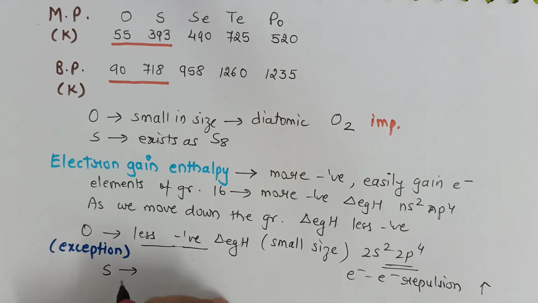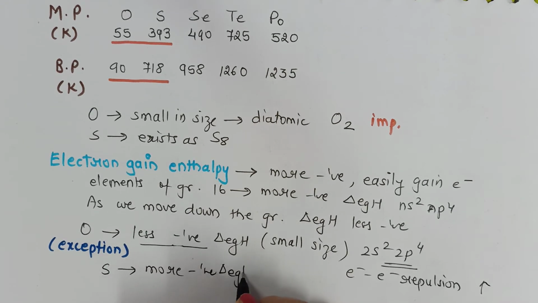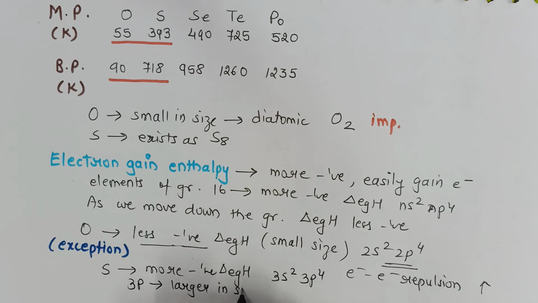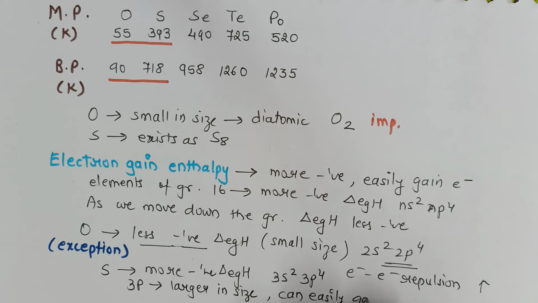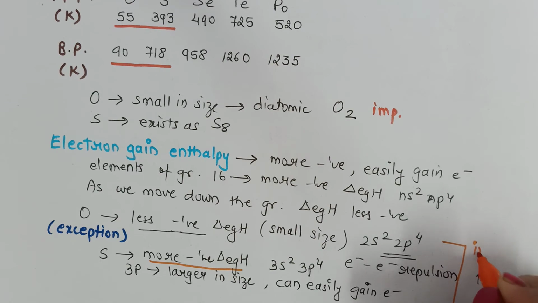On the other hand, sulfur has more negative electron gain enthalpy as compared to oxygen. Reason? Its configuration is 3s2 3p4. Now 3p orbital is comparatively larger in size, can easily gain electron, and therefore sulfur has more negative electron gain enthalpy as compared to oxygen. This is again the next important give reason question.